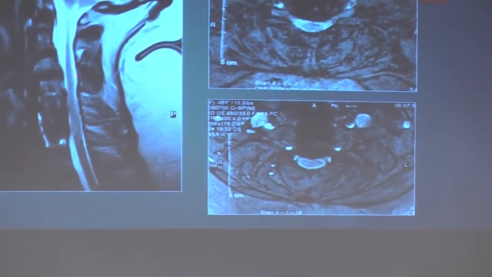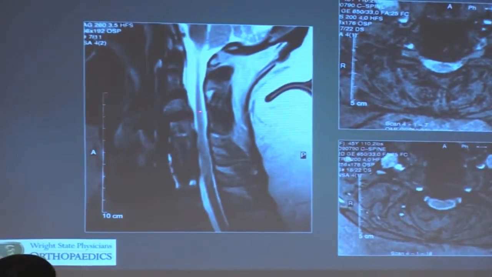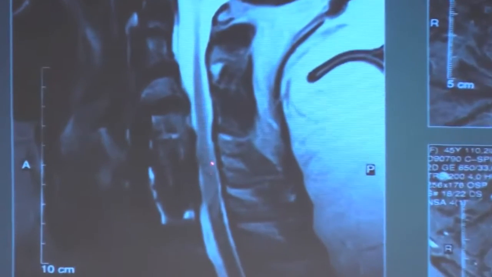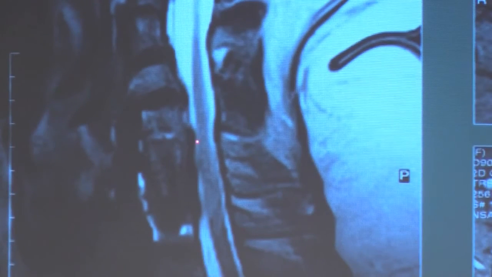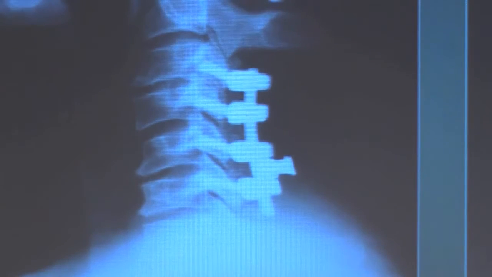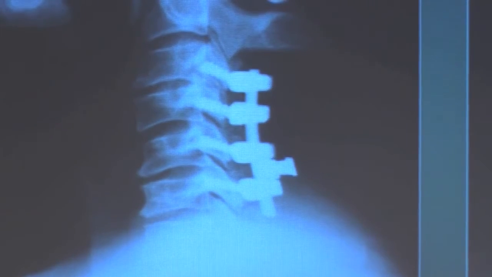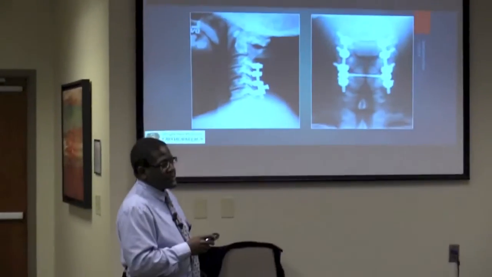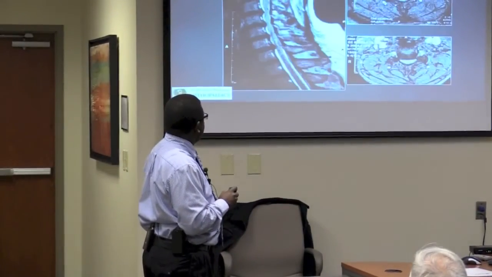Another example here, you can see, due to the degenerative disease, you have the spinal cord here, the space available here. When you compare this space up here with that space there, you can see how narrow it is. And because of that, this was done from the back. So front or back depends upon what the condition is and what the goal of treatment is.